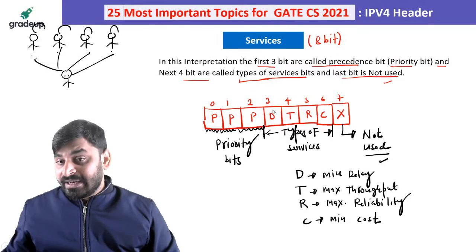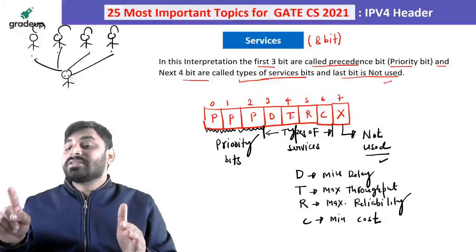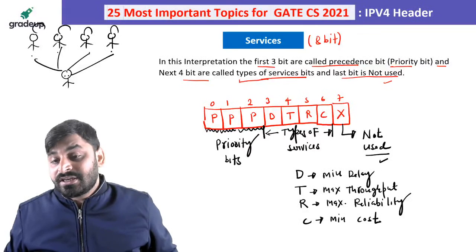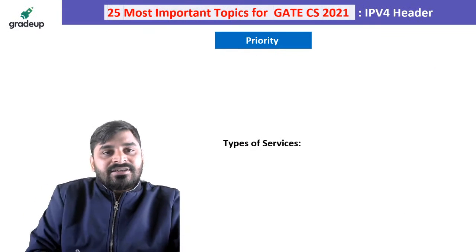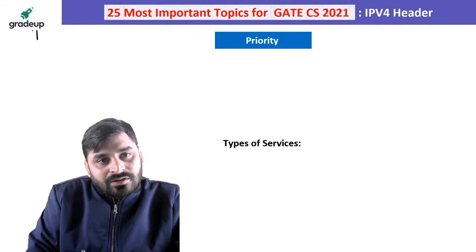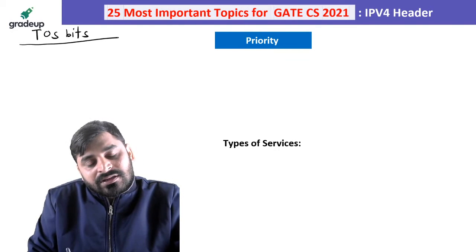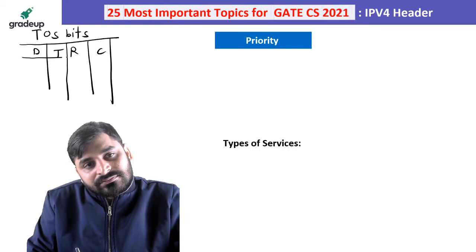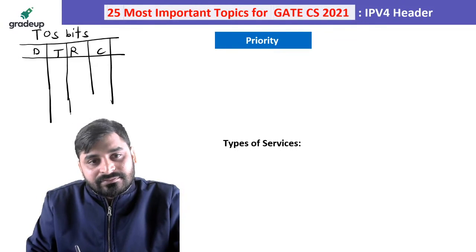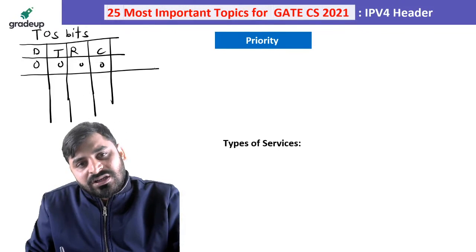तो D की वैल्यू, यदि आप मिनिमम डिले चाहते हो D की वैल्यू 1 कर दो. थ्रूपुट चाहते हो टी की वैल्यू 1 कर दो. ऐसा नहीं कह सकते आप सर आई वांट ऑल सर्विसेज, this is not available here, this feature is not available. So actually suppose this is the TOS bits, suppose this is D, this is T, this is R, this is C. Listen to me. So if you choose 0 0 0 0, it is default.